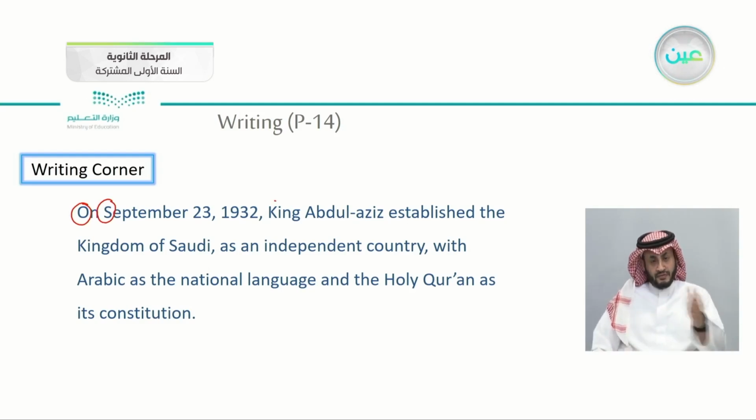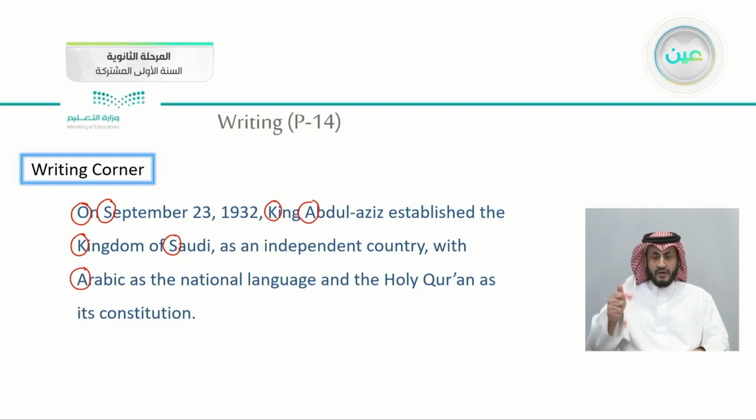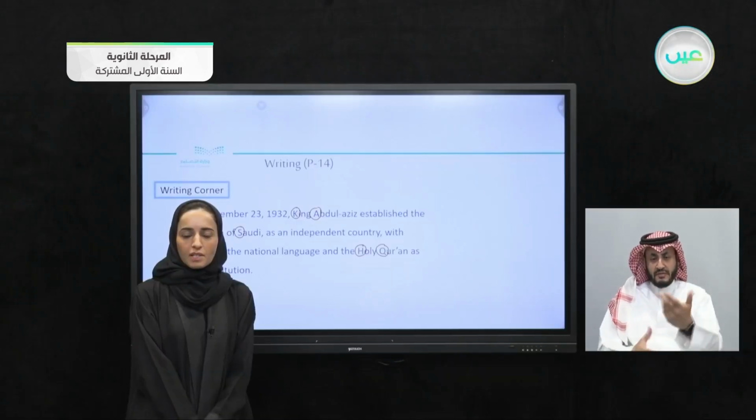King Abdulaziz, the K and the A. Then the second line, we're having Kingdom of Saudi Arabia, here and there. Then Arabic, the A in Arabic. And we're having also Holy Quran. Let's take them one by one. Why are all the letters in small? However, these are in capital letters. Do you have any ideas?